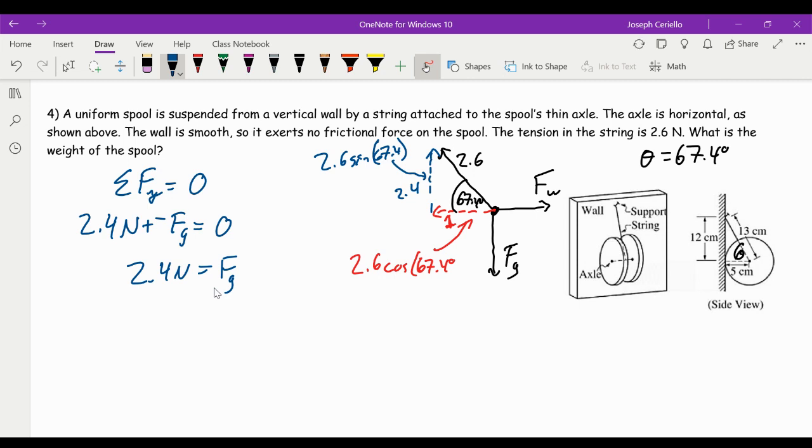So again, you should always be thinking to yourself, how am I going to modify these questions on a test? Well, that's a great way to do it. I could just ask you the same question, but instead of asking you for the weight, I can ask you what is the normal force acting on the spool.